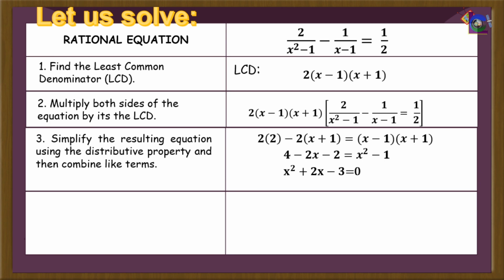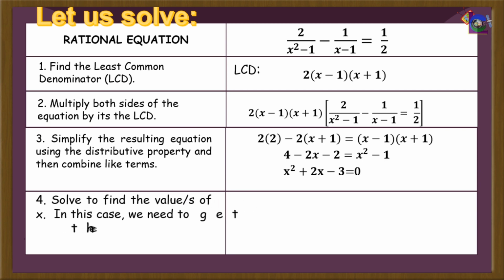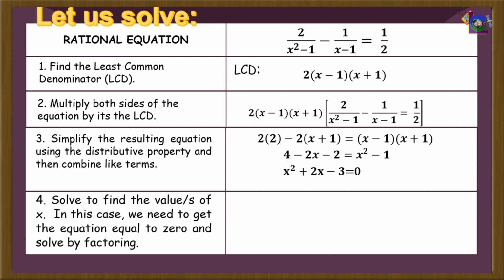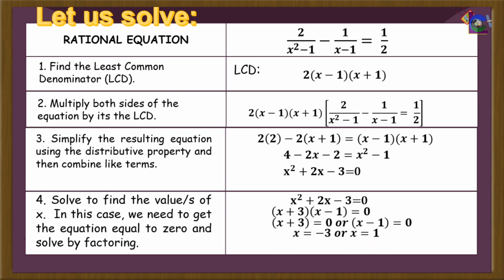Step 4. You need to solve the simplified equation to find the values of x. In this case, we need to get the equation equal to 0 and solve by factoring. So from the simplified equation, which is x squared plus 2x minus 3 equals 0, the factors are x plus 3 and x minus 1. If we will equate each factor to 0, the values of x are negative 3 and positive 1. So the possible solutions are negative 3 and 1.